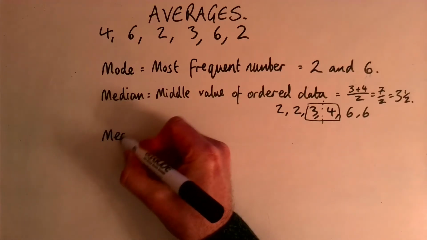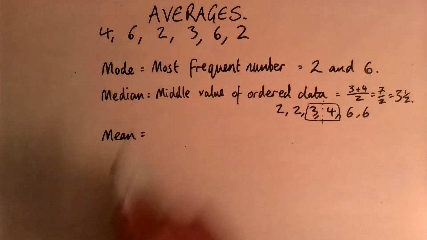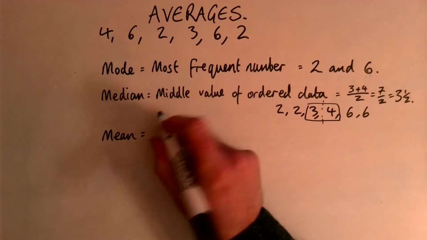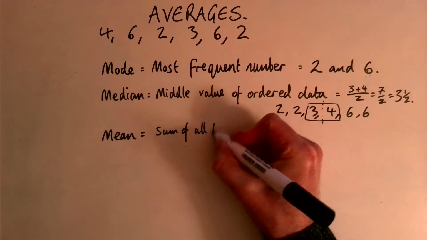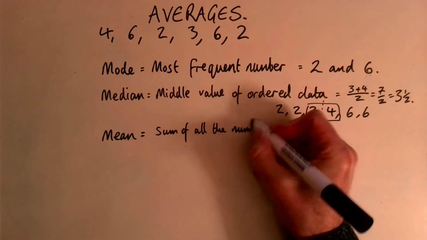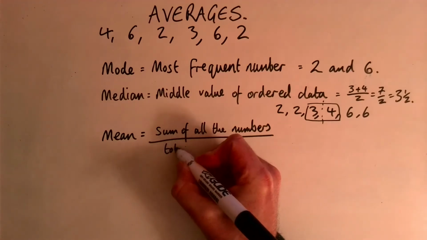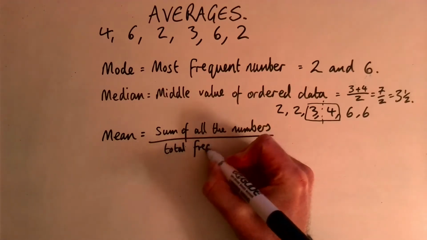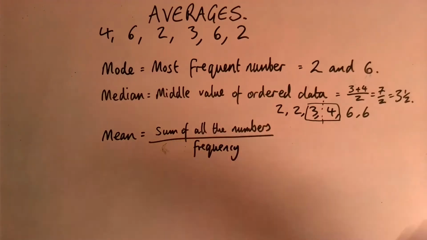How about the mean, which is the third one? This is the one that if you're just told this is the average, this is what people normally mean. And if you get it in an exam and it just says the average, it will mean the mean. So it's the sum of all the numbers divided by the frequency. And the frequency means how many numbers there are.